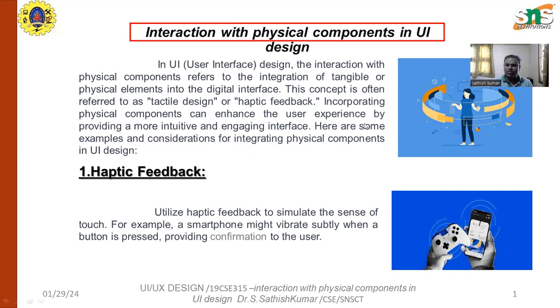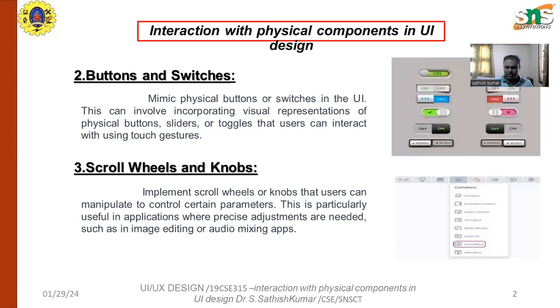For example, a smartphone might vibrate softly when a button is pressed, providing confirmation to the users. So when the vibration mode is there, a subsequent button press gives a vibration. So that is one of the feedbacks.